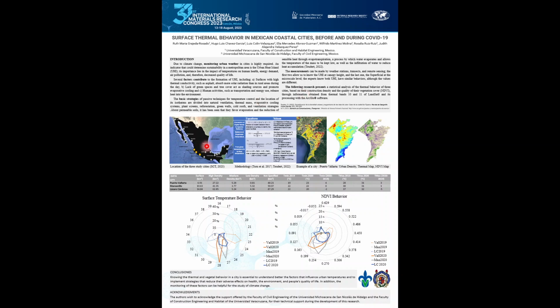In this first figure, we can see the location of the three cities analyzed, which are located near the Pacific Ocean. All cases have a warm, humid climate.